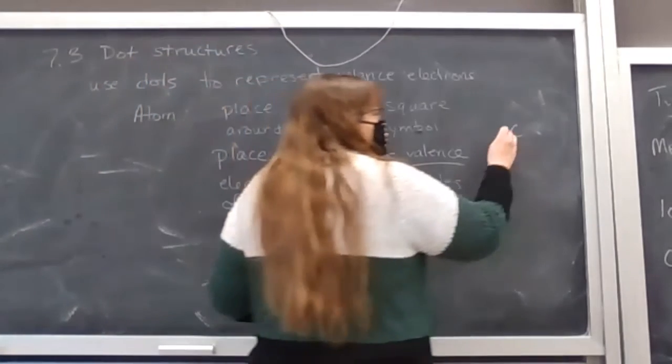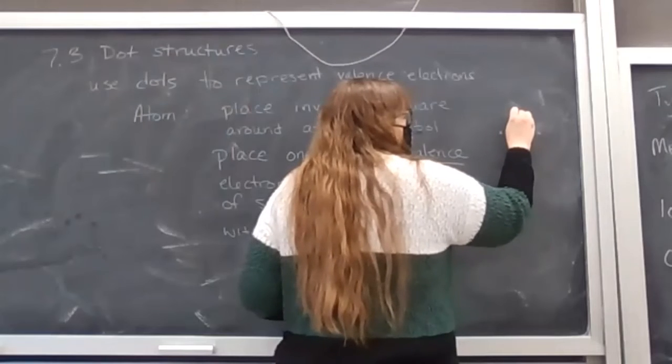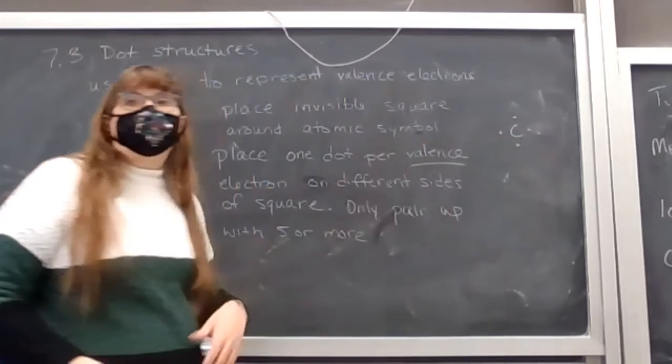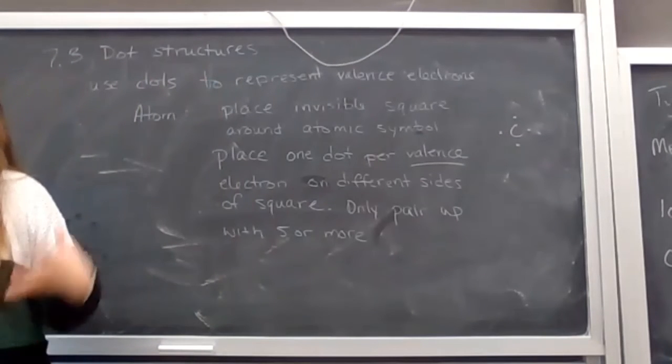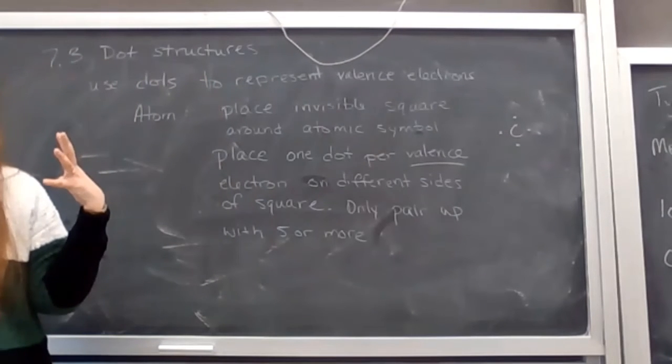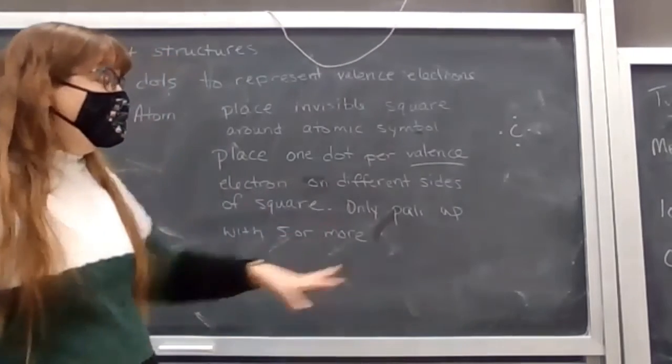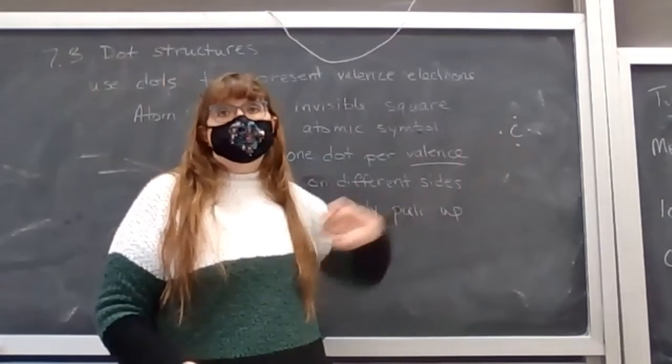So in order to draw carbon, I put dots all the way around carbon. I don't actually draw the square, but I mentally think of there being a square so that I know when I get to 5 electrons, I have to pair them up. So this would be the dot structure for carbon.